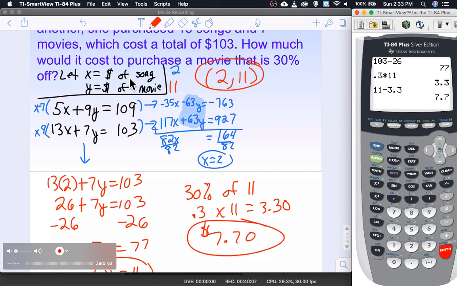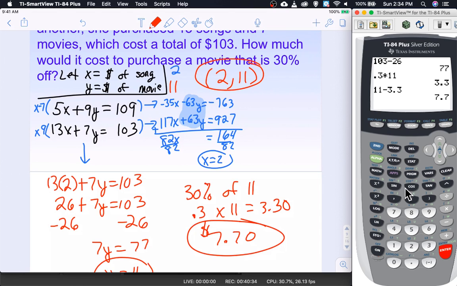We define our variables so we know what the x and the y are in all of our equations. We set up our system of equations based off the word problems. I then chose to use the elimination method, and I found the value of each variable. A song costs $2, a movie costs $11. And then using that, I found how much it would cost to purchase a movie that is 30% off. I found 30% of the movie and subtracted that from the original price.